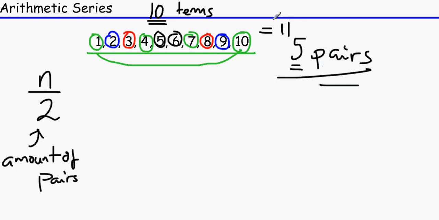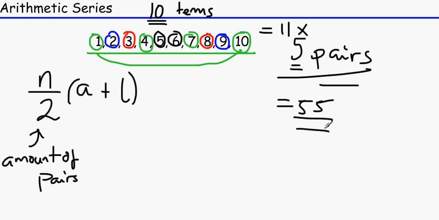Now we need to be able to get 11. It would be the first term plus the last term. And that's how you find it. You've got the 5 pairs, you multiply them by 11, and that gives you 55. You can even go and try it. You can type in 1 plus 2 plus 3 plus 4 all the way up to 10, and it will give you 55. Or you can add the first term and the last term and times it by how many pairs you've got. Because each pair adds up to 11, and since there's 5 pairs, 11 times 5 equals 55.